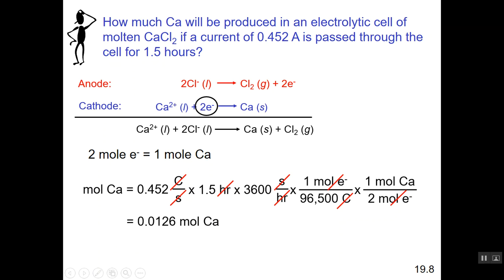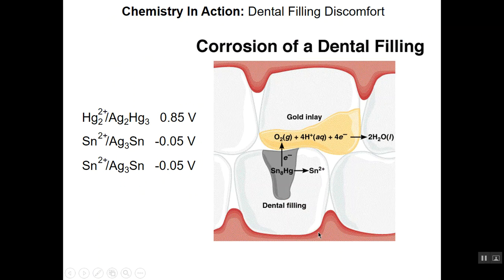But of course, it depends on how you want to express the amount of calcium. You could leave it like this, or you could take this further and convert it to grams. And of course, you know how to do that. Use the molar mass and multiply the molar mass by the moles, and that gives you the grams. All right? So that's basically how you'll do a problem of this type. Okay, so that's basically it for this chapter.